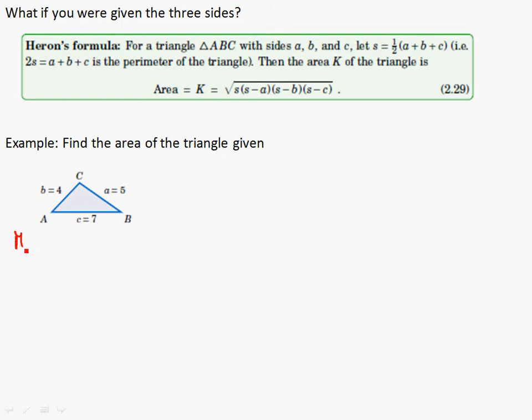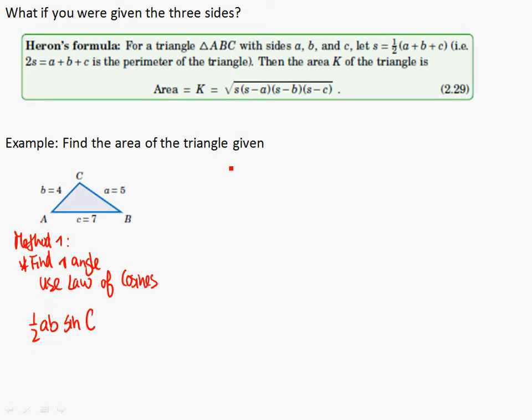So method one would be, we would have to find an angle, right? Find one angle. Since we're given three sides, you would have to use the law of cosines, right? We don't really need to worry about which angle we find here because the law of cosines always gives you the right angle anyway. And then you could still use a half times A times B, and in this case I guess we would be finding the sine of C, and you get an answer. Okay, so that's method one. You are more than welcome to do that method.